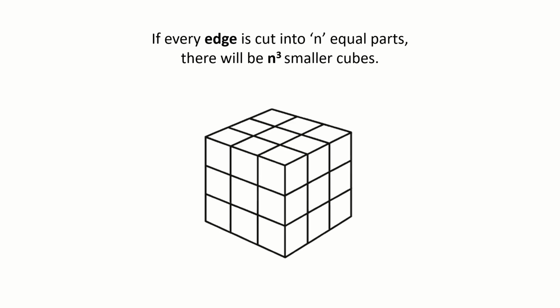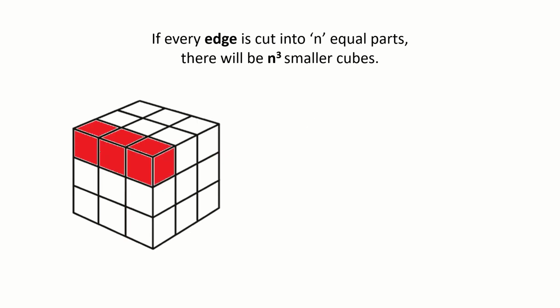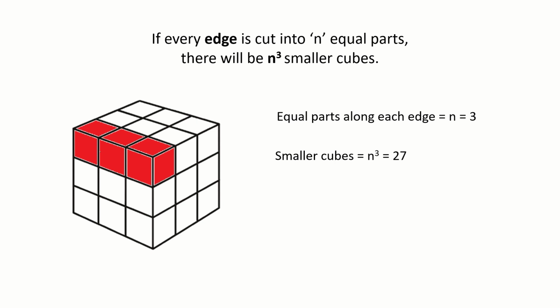Now this cube has 12 edges as we know. Let's just consider this particular edge. Now it is cut into 3 equal parts. So n equals 3. Therefore, the number of smaller cubes would be n cube, that is 27.